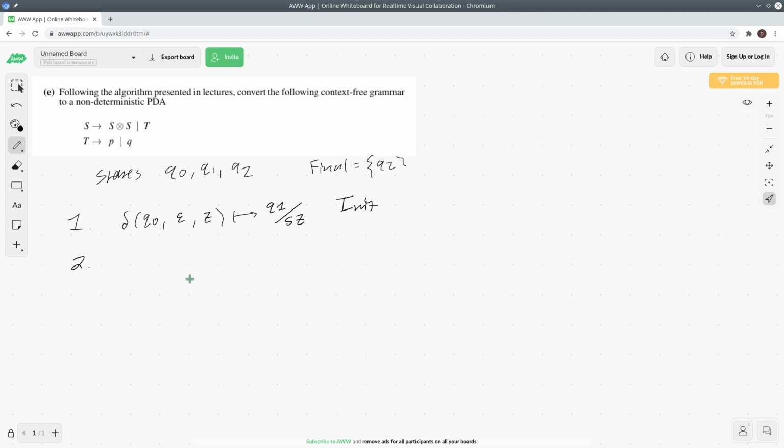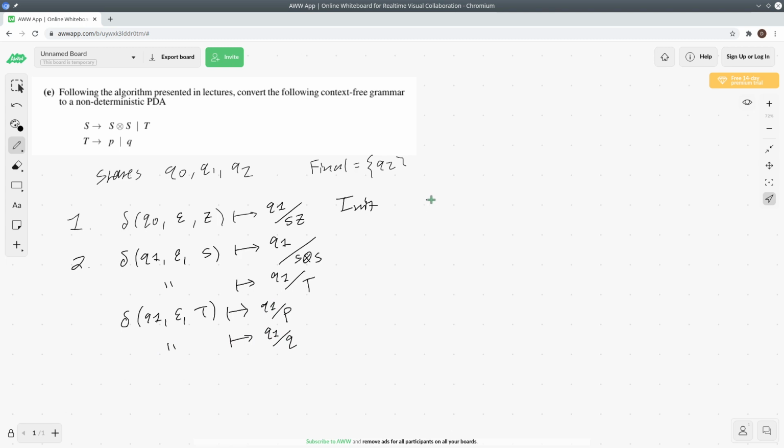Second step is to expand all non-terminals. So if I'm in the working state Q1, ignoring the input, if I see an S on the stack, I could go back to Q1 and push S circle plus S, or I could push T. And if I'm in state Q1, ignoring the input, and I see T on the stack, I could push a P, or I could push Q.